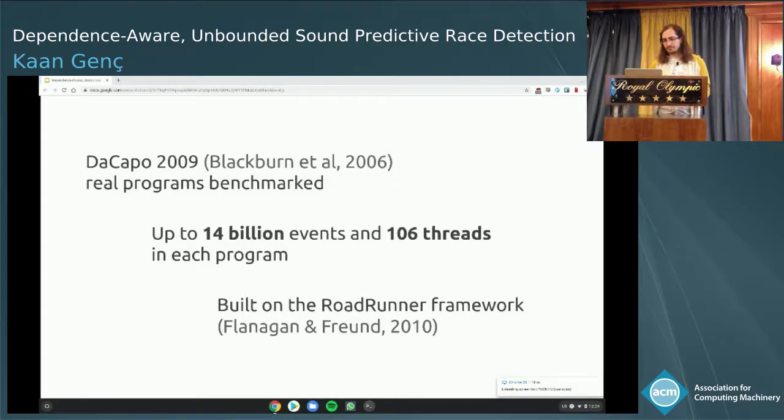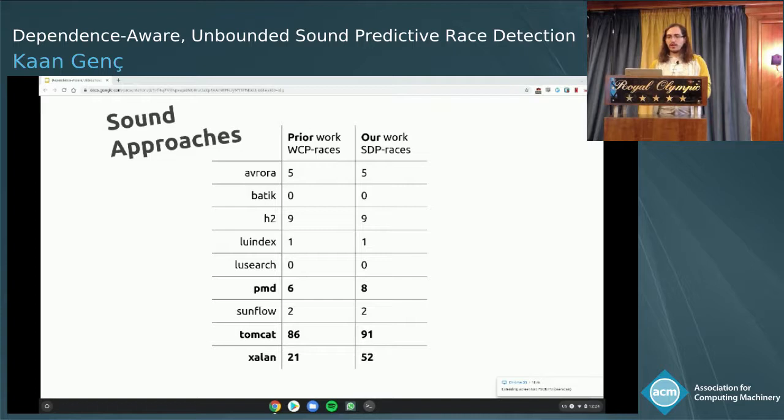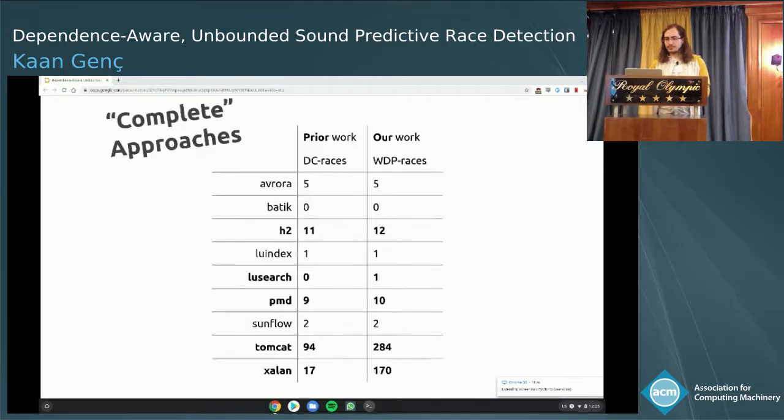FastTrack uses. When we look at the results, one thing we can compare is weak causally precedes and strong dependently precedes. These are both sound race detection methods. And you can see, especially with Tomcat and Xalan, that strong dependently precedes does find more races than the prior work. We can also look at the non-sound ones. Doesn't commute and weak dependently precedes are both methods that are not sound. And if you look at the results, you can see that, again, especially with Tomcat and Xalan, weak dependently precedes finds a lot more races than DC.